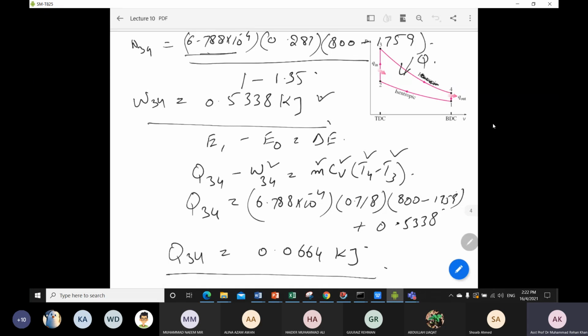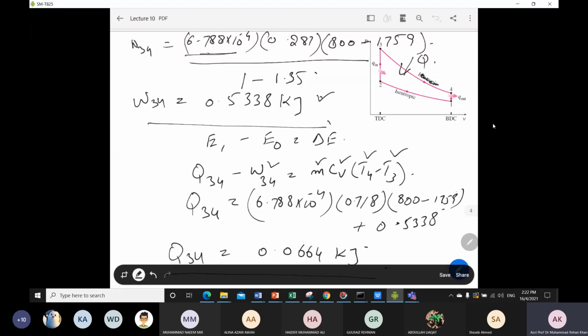So we get this value, and we can easily find the Q in as well. In the next step we will try to find the Q in. So you can note it down, then we will move towards the next step.